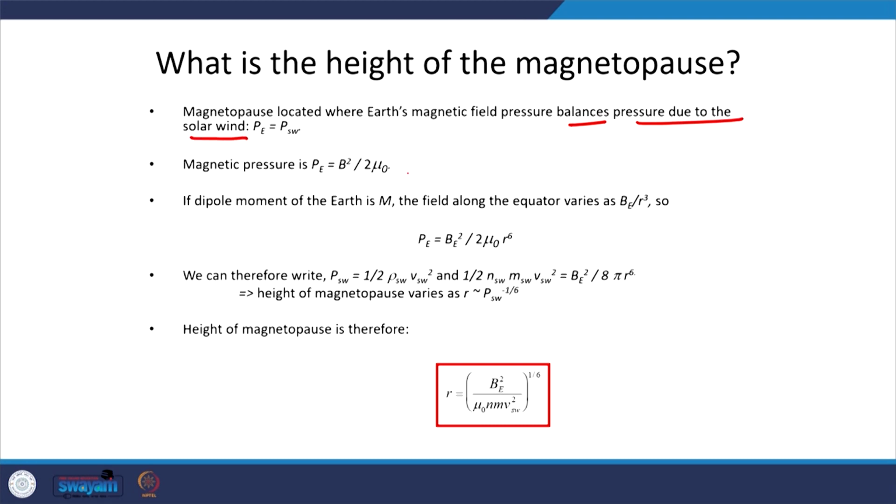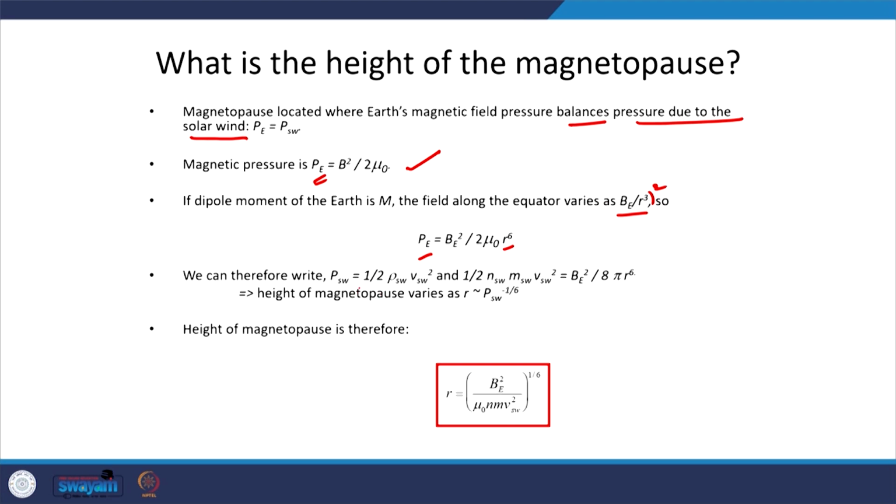So, the magnetic pressure is B squared by 2 mu naught, the magnetic pressure due to the Earth. If the dipole moment of the Earth is capital M, the field along the equator varies as Be by r cube. So, Be is the field at the equator. So, it decays very fast. So, Pe, the pressure at the equator, is B squared by 2 mu naught, so r to the power 6.